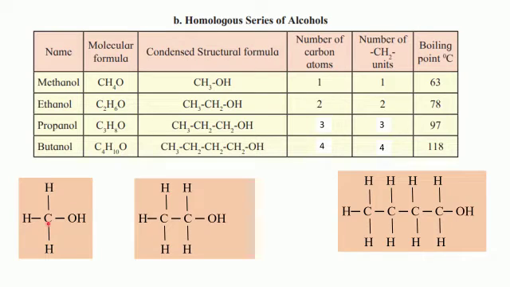Here the example has been given to you. The structure has been drawn. This is one carbon atom, 3 hydrogen. So CH3, then the bond is shown and the functional group, that is alcohol, OH. So this becomes the condensed structural formula. Then we have number of carbon atoms, that is 1. Number of CH2 units. Again we will count the CH2 units this way. There is only one CH2 unit, so 1.